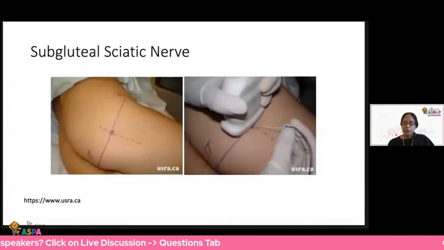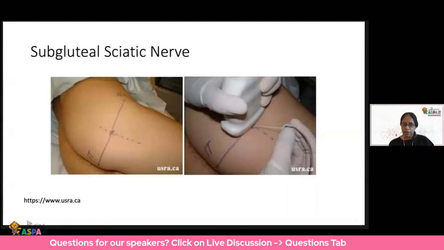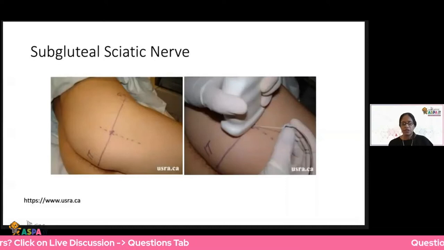Let's talk a little bit more about the details of a subgluteal sciatic nerve catheter. It can be approached again using the patient in the same position that they were positioned for the lumbar plexus. It's just a little bit lower down in the body. So it's easy to do both these blocks in conjunction.